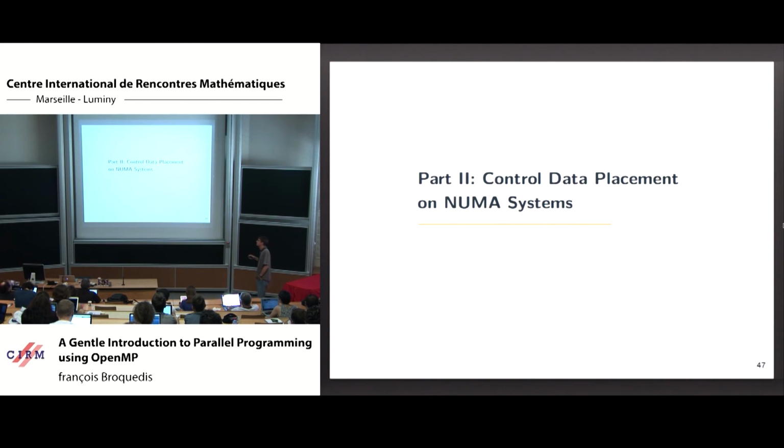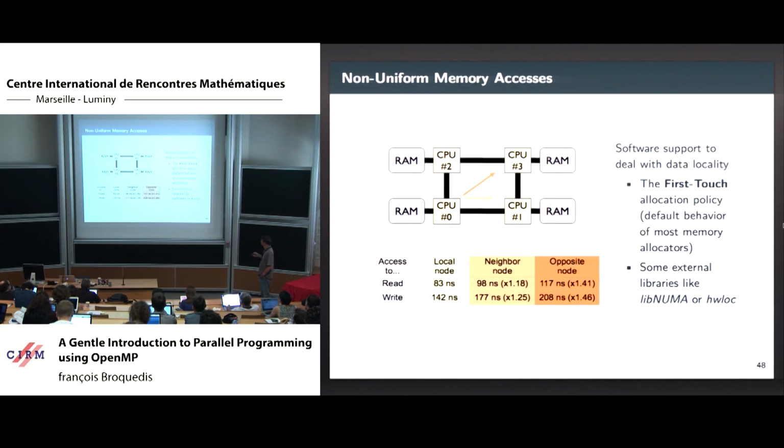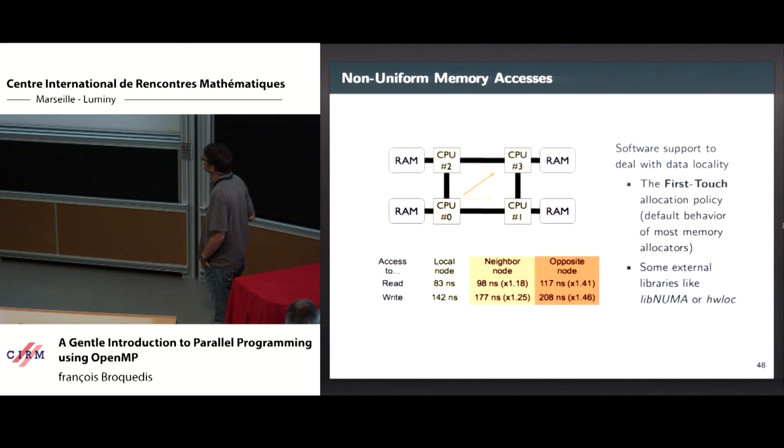The second thing I wanted to talk about was controlling data placement on NUMA systems. Most multi-core machines now come with this kind of design, in which, from the programmer's point of view, the memory is shared. You have a global memory. But from the physical point of view, this memory is split in several memory banks, and these memory banks are attached to different multi-core processors. And on this specific platform, you have different latencies, or also different bandwidth.